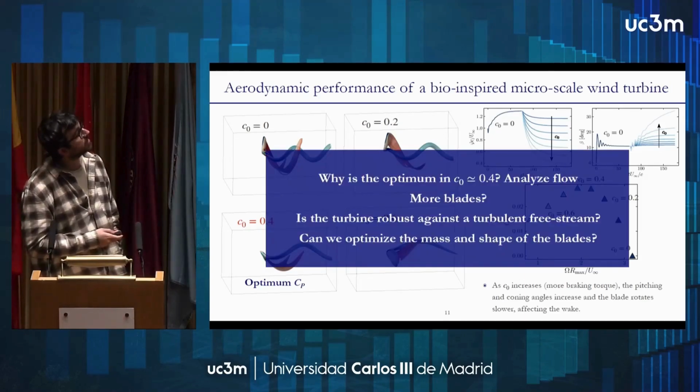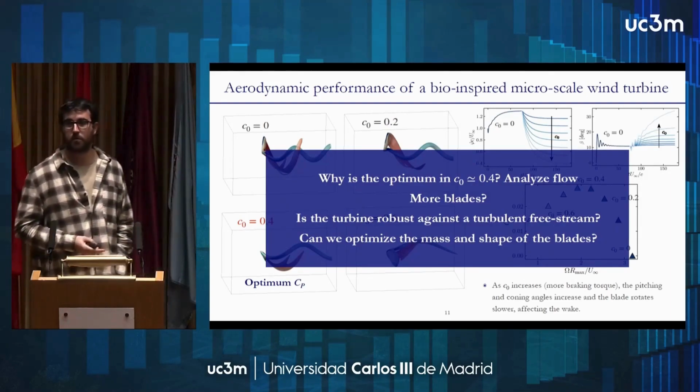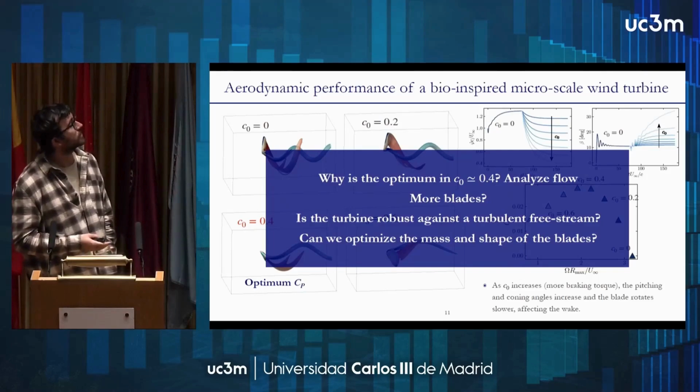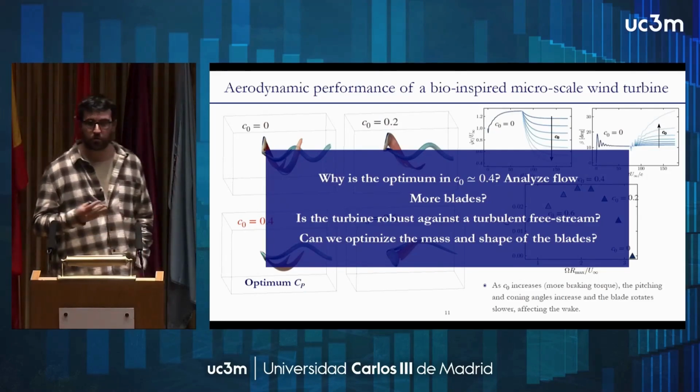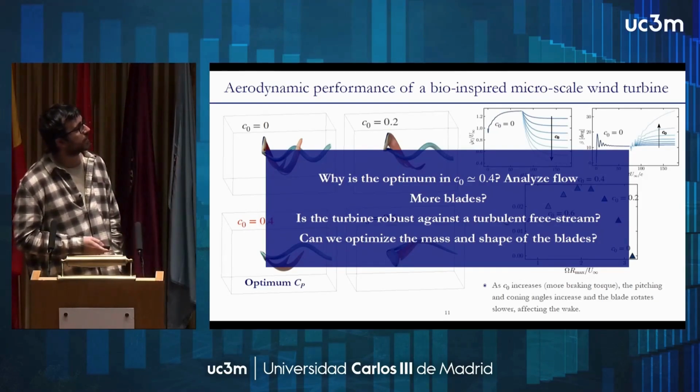Next steps are to analyze the flow and why the optimum is for a braking torque of C0 equal to 0.4. We also want to analyze what happens with more blades and with a turbulent free stream, and whether it is possible to analyze the mass and shape of the blades.